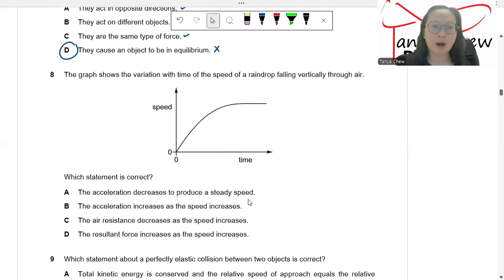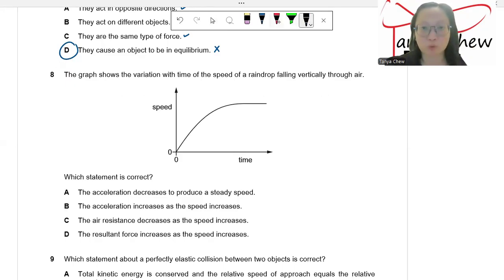Number 8, the graph shows the variation with time of the speed of a raindrop falling vertically through air. Which statement is correct? Now, let us look at A. Acceleration decreases to produce a steady speed. How do you find acceleration from the graph? It is actually the gradient of the graph. But since this is a curved graph, you have to draw a tangent.